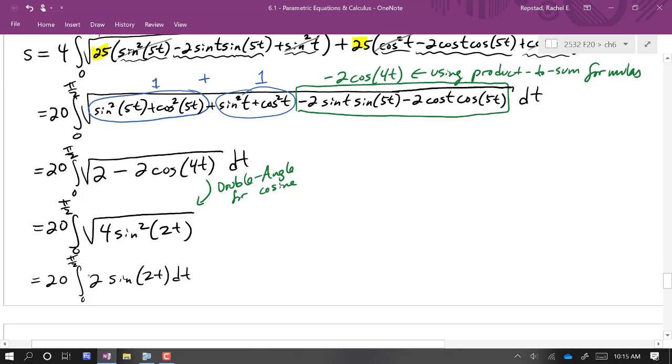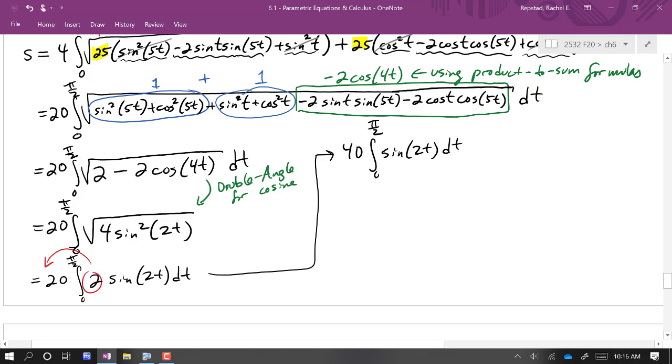And we could take out this factor of 2. So now we have 40 times the integral from 0 to pi over 2 of sine 2t. Now this isn't so bad. We know how to integrate sine.